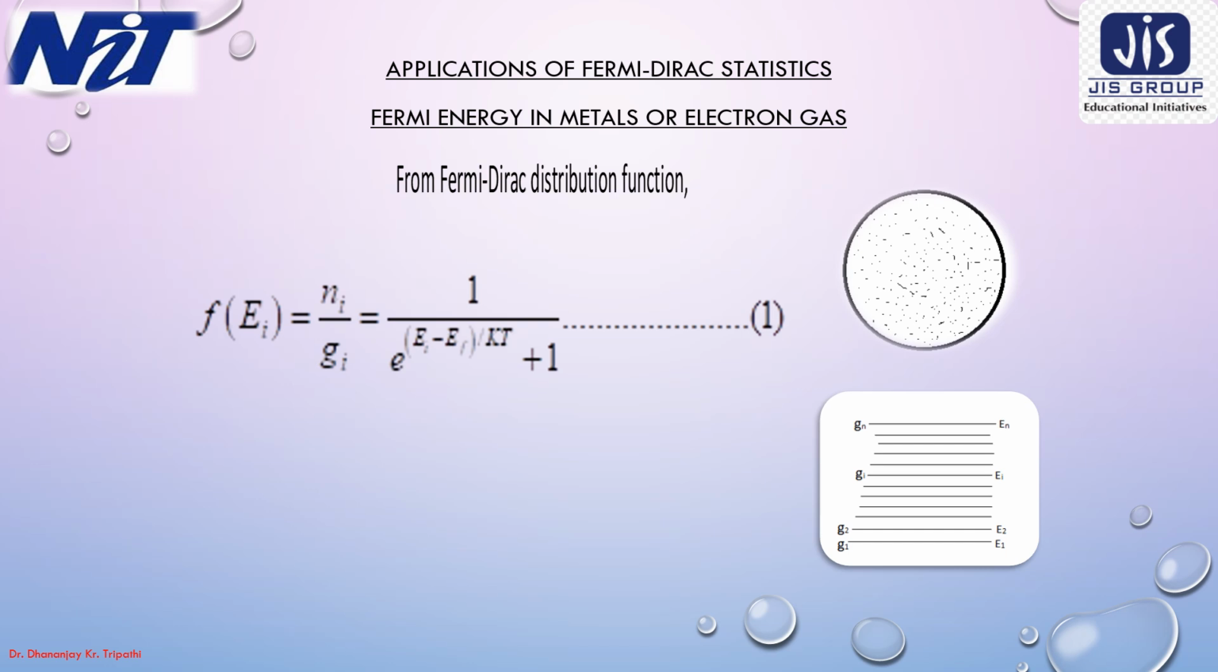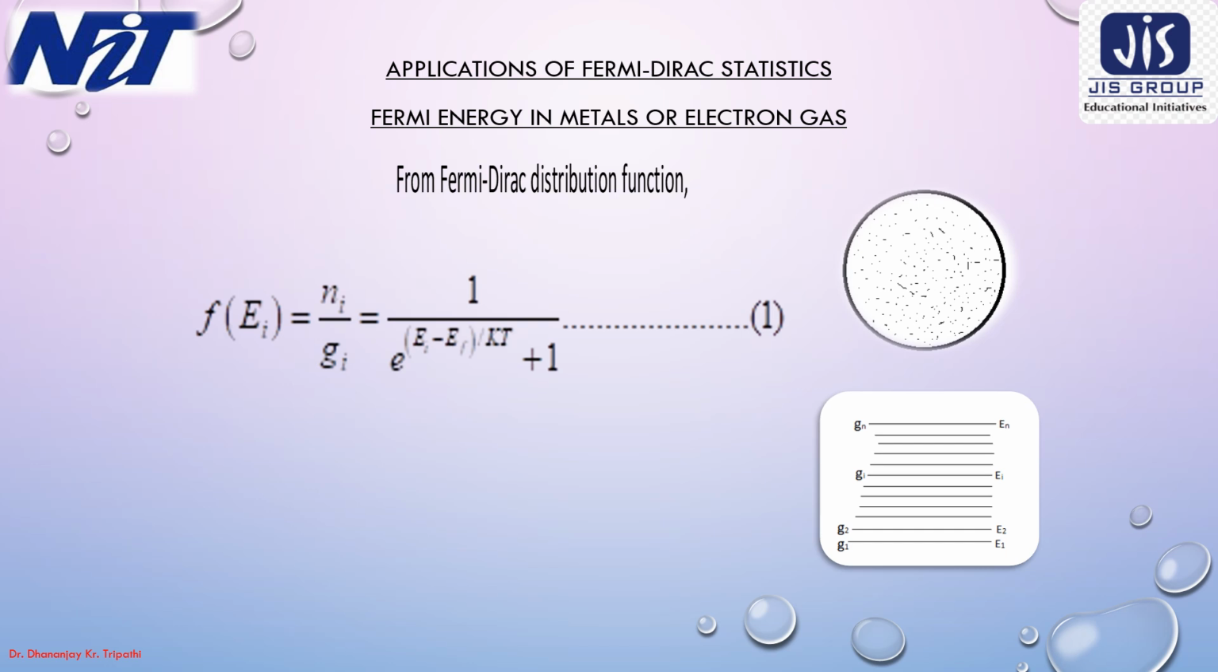But we know that electrons are never put in the energy levels directly; rather, they are put in the energy states. So if we take that the E1 energy level has G1 number of energy states in which N1 number of particles are filled, the E2 energy level has G2 number of energy states in which N2 number of particles are filled.